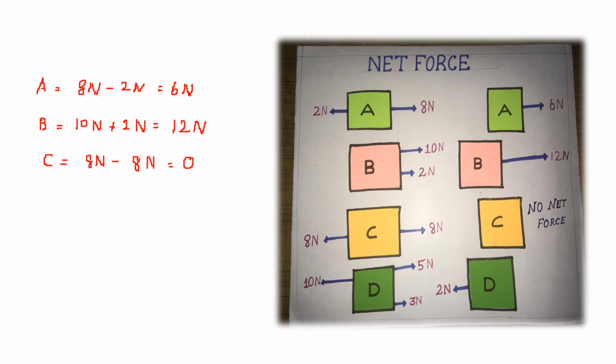So, now let us look into the calculation for this. For object D, the force acting on one side, that is the left side, 10 Newton minus 5 Newton plus 3 Newton, which is equal to 10 Newton minus 8 Newton, which is equal to 2 Newton, and the object is going to move towards the left direction because the magnitude of the force acting towards the left of the object is greater.